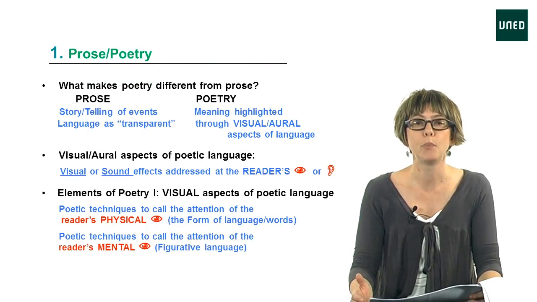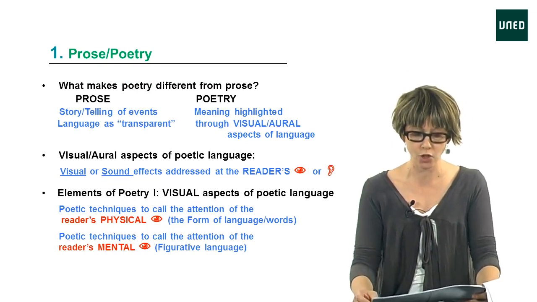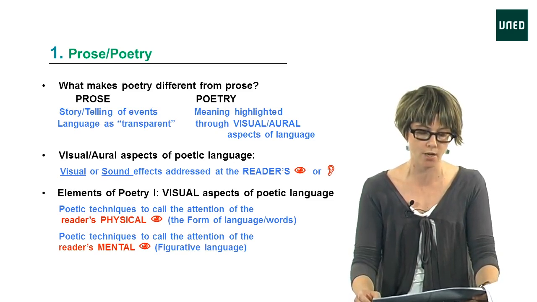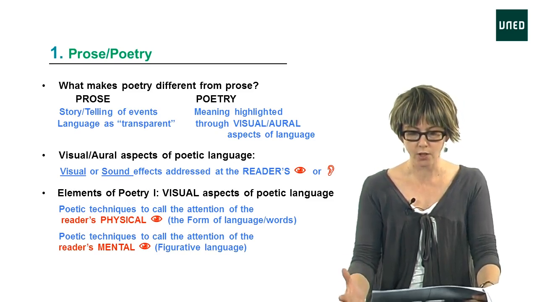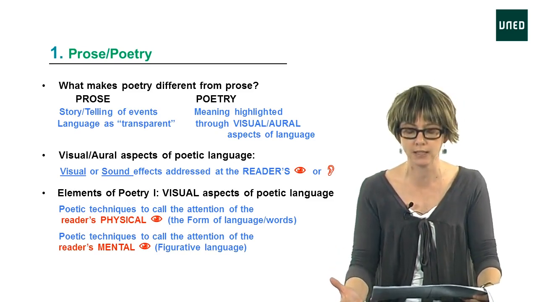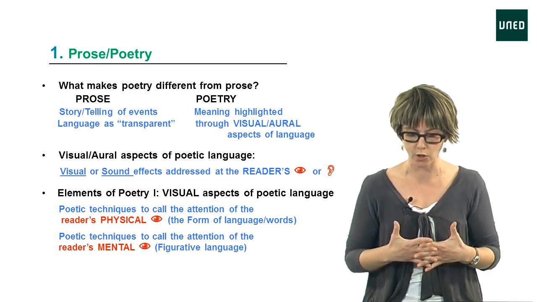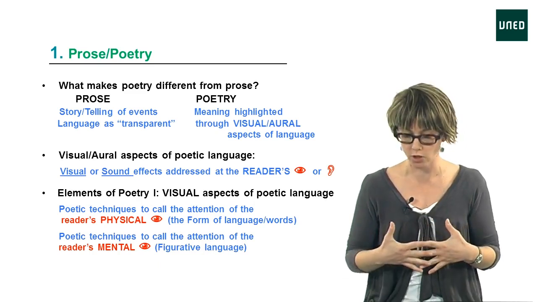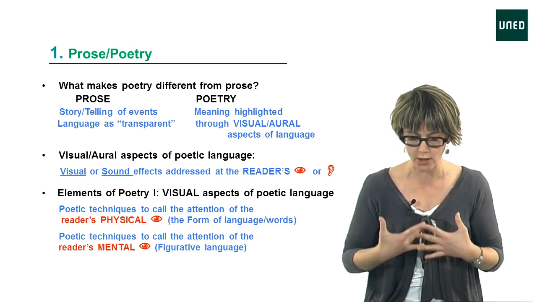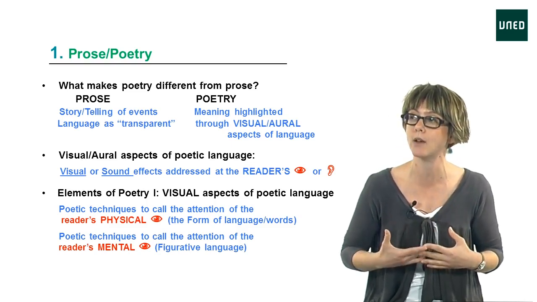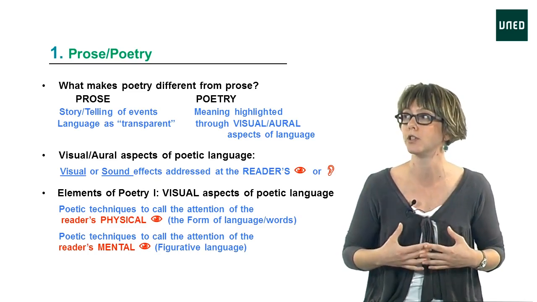Okay, what makes poetry different from prose? In general terms, prose focuses on the telling of an event or a story. Poetry could also tell a story, but meaning is highlighted through visual and oral aspects of language. Poetic language is not somehow transparent. Its texture is created by visual and sound effects addressed at the reader's eye and at the reader's ear.